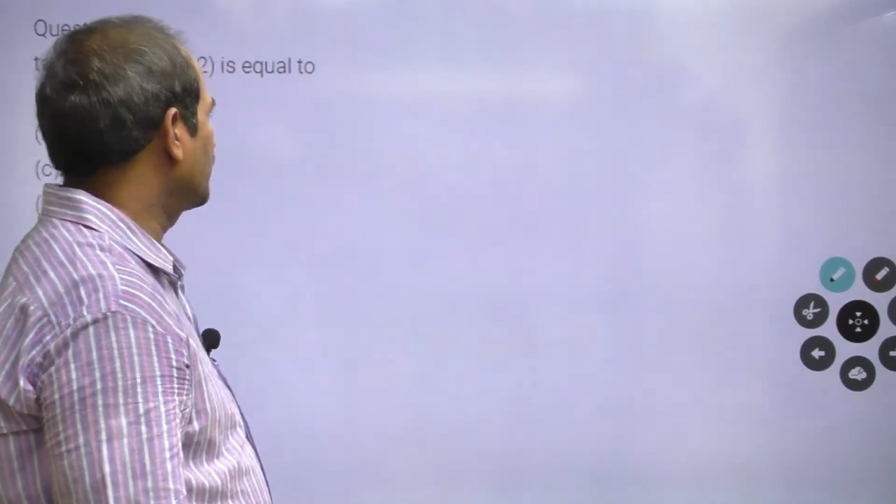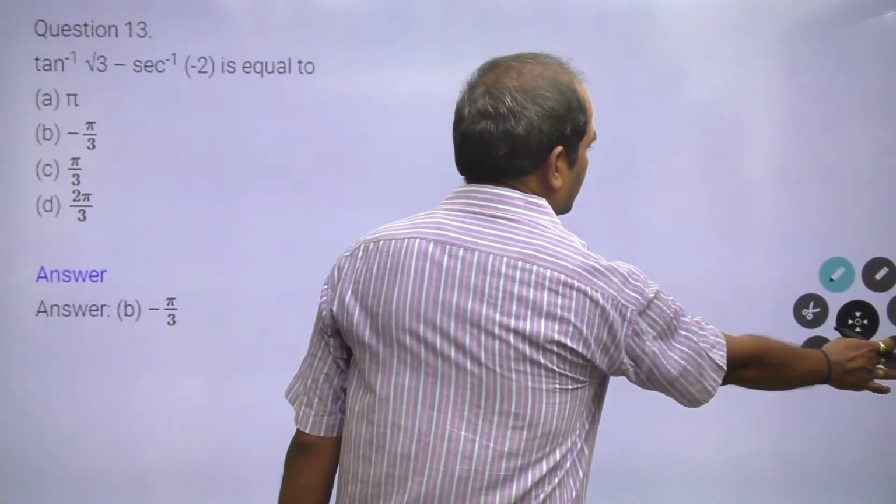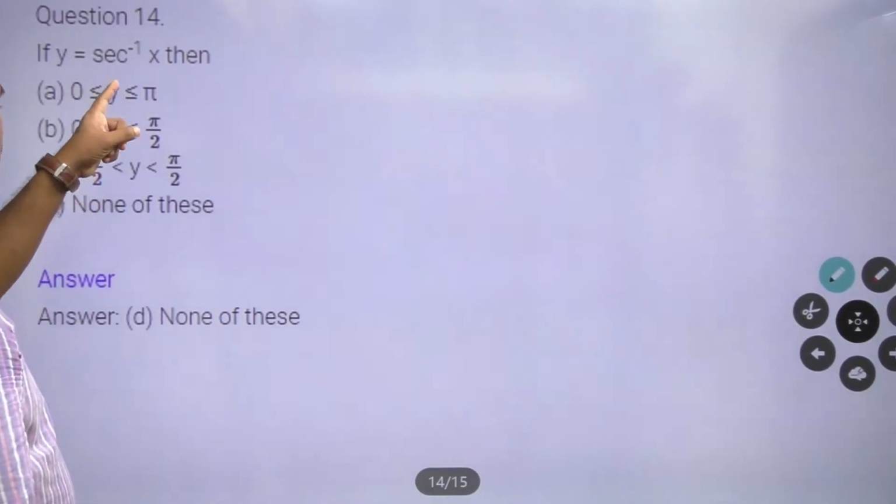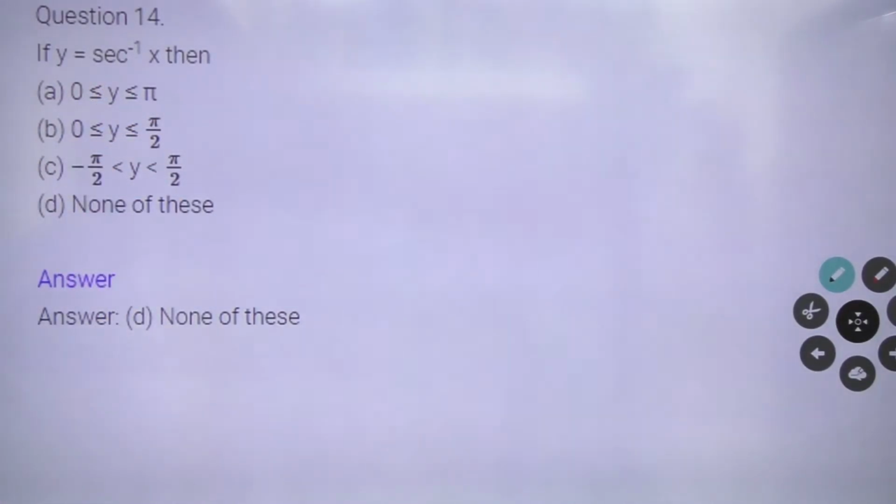In this next question, y is equal to secant inverse x. Y is equal to secant inverse x.